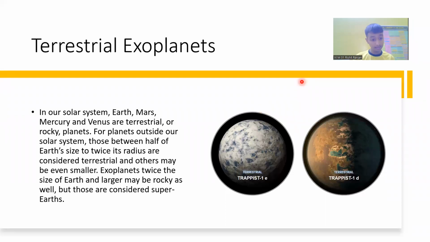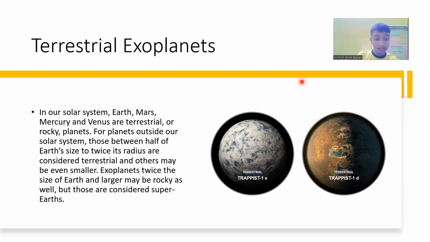Now let's go to the terrestrial exoplanets. In our solar system, Earth, Mars, Mercury, and Venus are terrestrial or rocky planets. Terrestrial means rocky. For the planets outside of our solar system, since we are studying exoplanets, they are outside of our solar system.